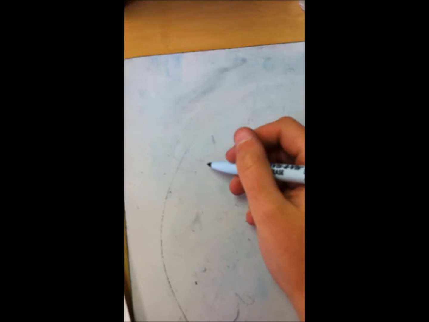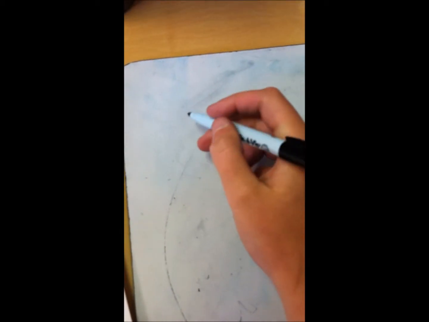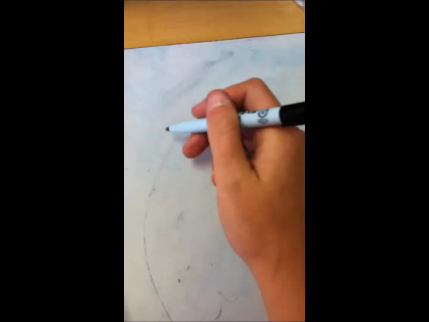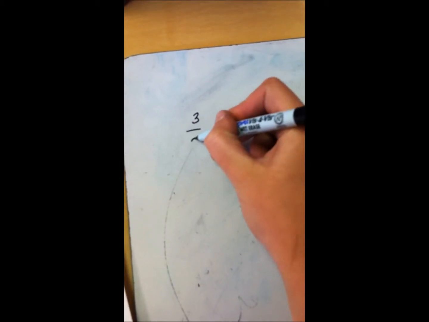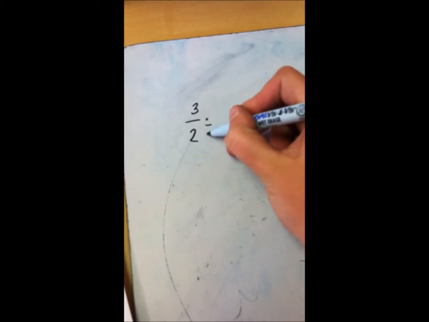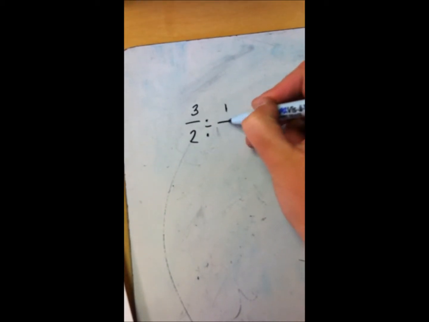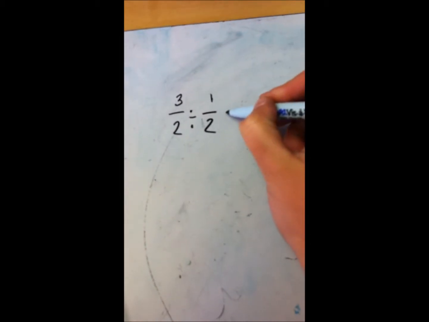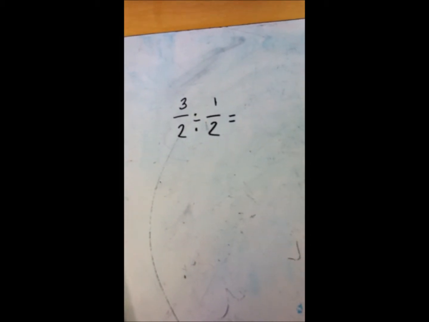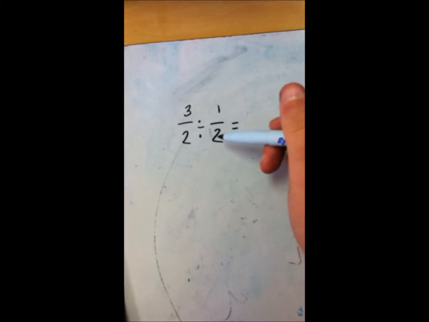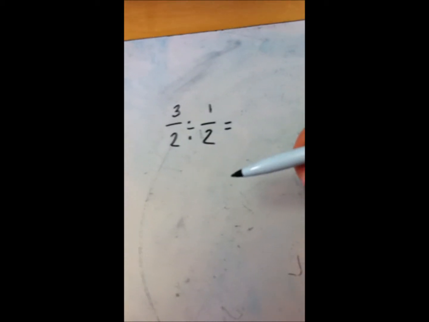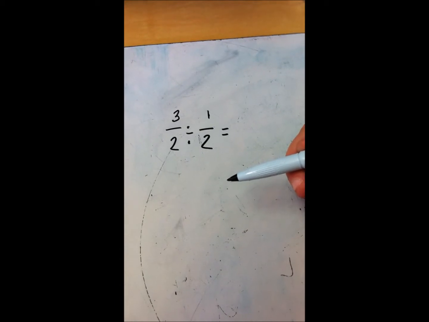Alright, now that we've talked about step 1 and how to convert mixed numbers to fractions, let's talk about how you're actually going to divide fractions. Let's take a real easy problem. You've got 3/2 divided by 1/2. Okay? How are you going to solve this? This does not mean that you're going to do 3 divided by 1 and 2 divided by 2. This is a very common mistake, and this is not what it means.